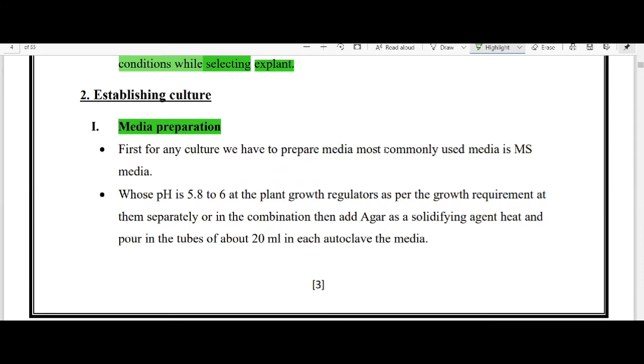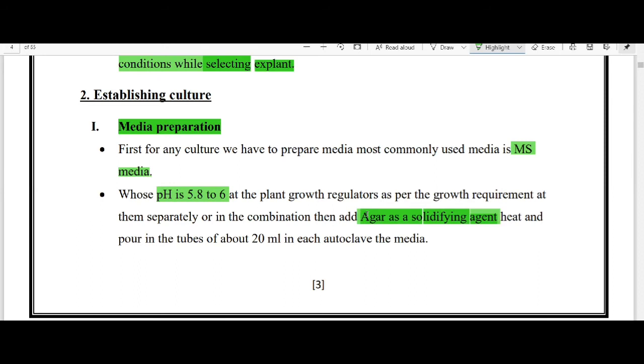The most common media is Murashige and Skoog media, which is also known as MS media. Other different types of media are also available, and they are used depending upon the type of species and type of culture we are doing. The pH of the media should be 5.8 to 6. Agar-agar is added as a solidifying agent. Agar-agar is obtained from Gelidium, which is an algae, and it has sol-gel properties.